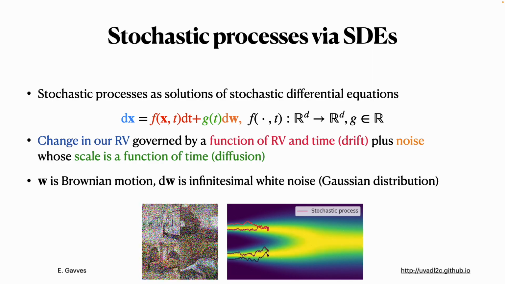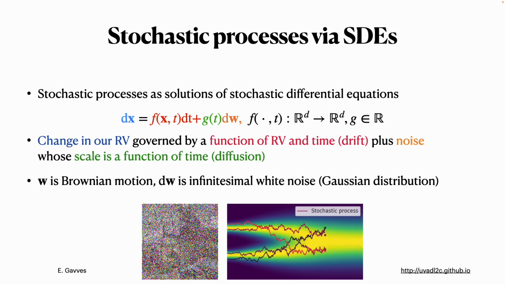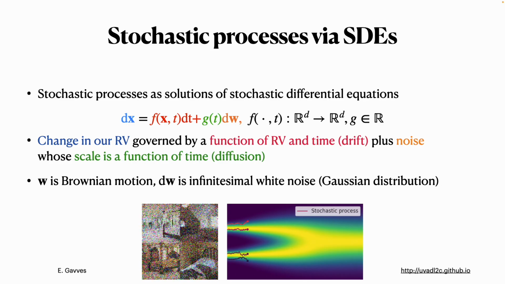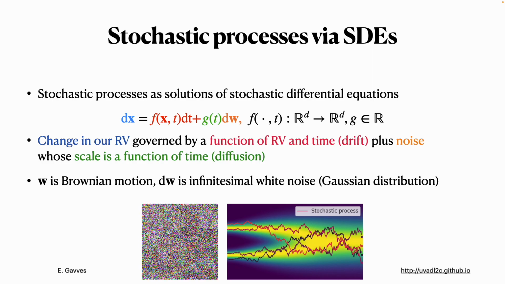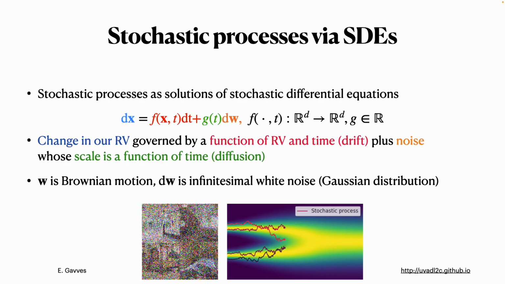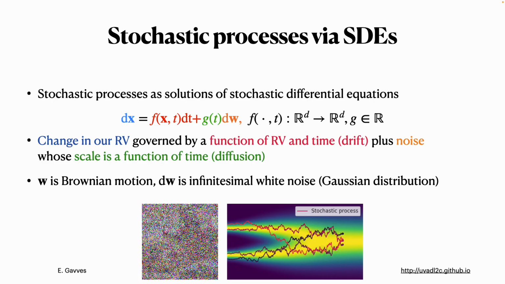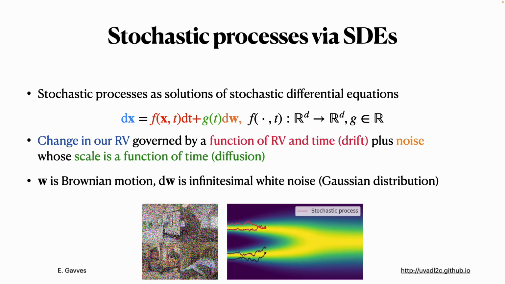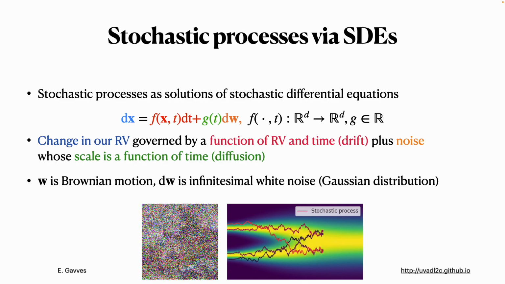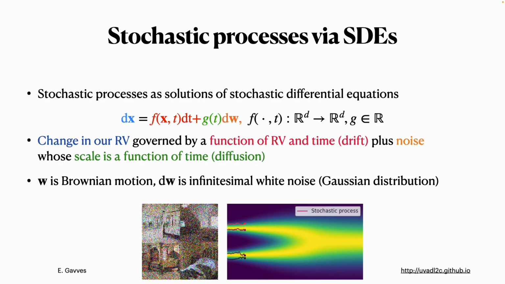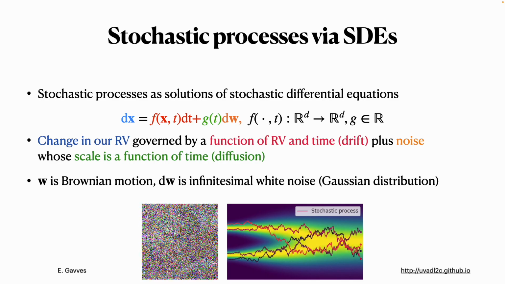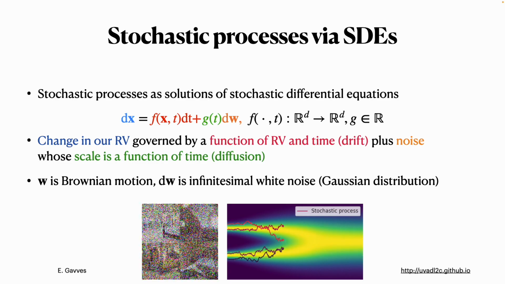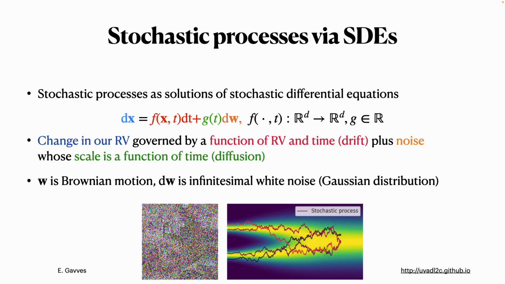Stochastic processes are solutions of stochastic differential equations. If you have this stochastic differential equation, it's stochastic because you have a noise variable W. You've got the function of x with respect to time, so it's a differential equation, and this is a time drift. W is the Brownian motion, and it's infinitesimally small. So from one step to the other, it follows a Gaussian distribution. That's the definition of Brownian motion.